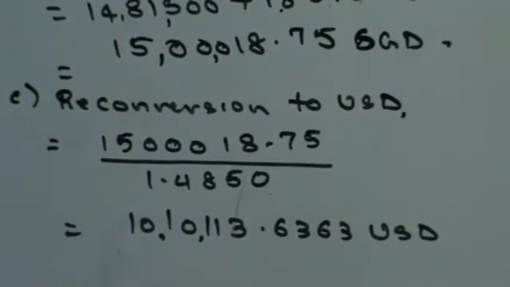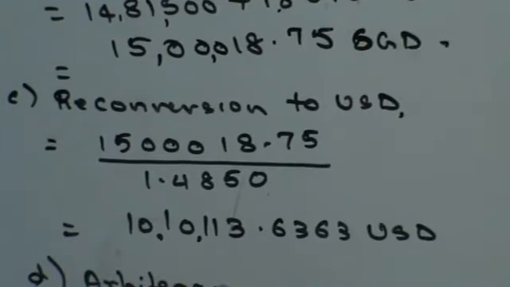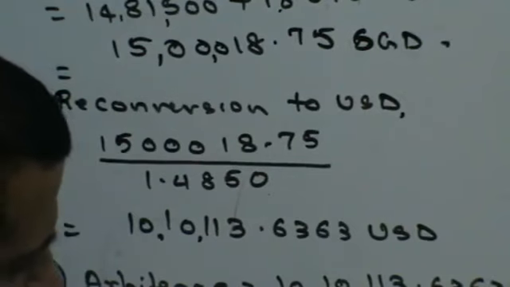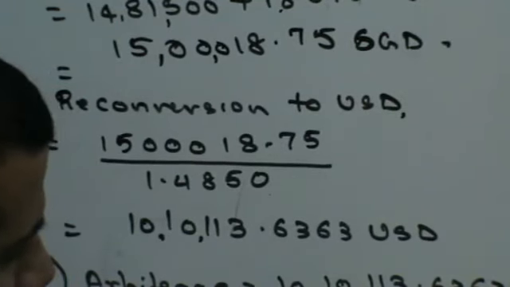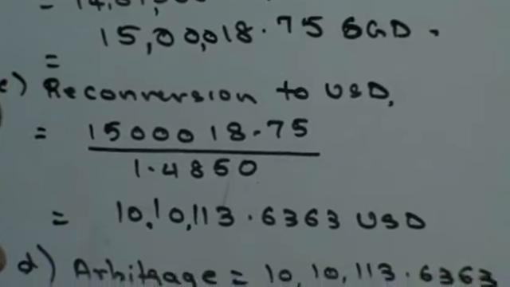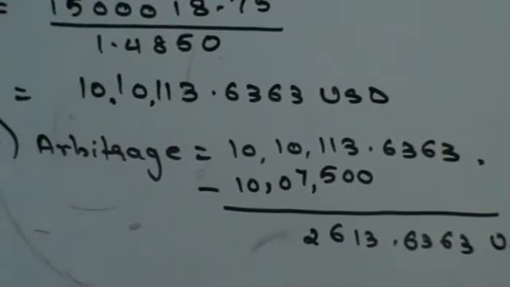So in that case, what is my arbitrage? Arbitrage is the total money I'm going to receive, 10,10,113.6363 US dollars, minus the money that I have to pay at the end of 3 months, which is 10,07,500 US dollars. Someone please calculate. 2,613 US dollars. So that will be my arbitrage gain.